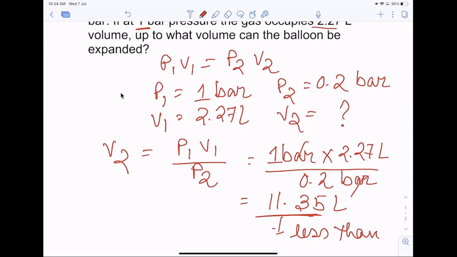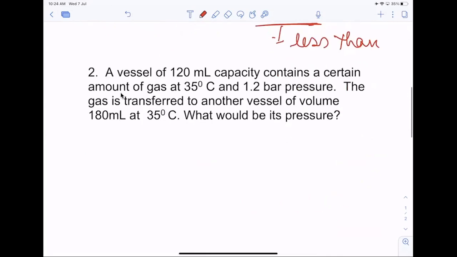Yes, ma'am. Now next is the same type of question. A vessel of 120 ml capacity contains a certain amount of gas at 35 degrees centigrade and at 1 bar pressure. The gas is transferred to another vessel of volume 180 ml at 35 degrees centigrade. What would be its pressure?